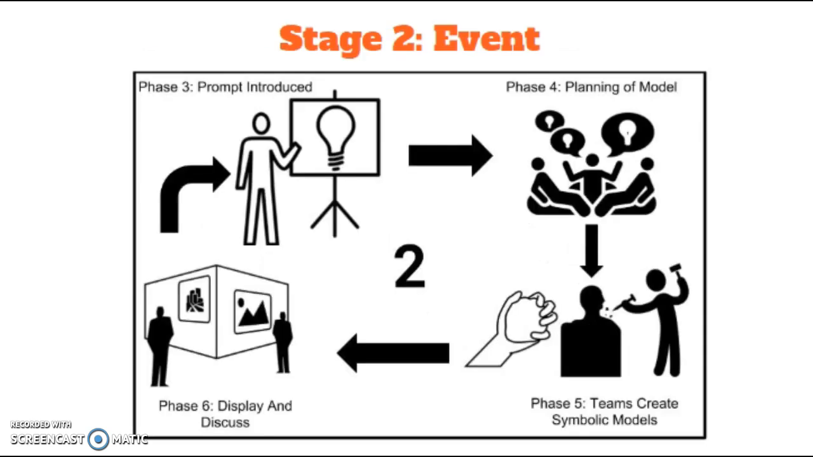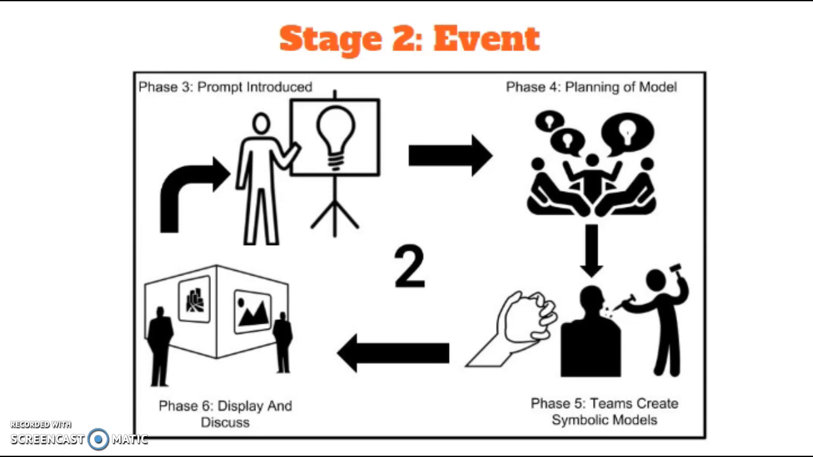In the second stage, we have phases 3 through 6. In phase 3, the entire group will gather and be introduced to the central prompt. In phase 4, participants form small groups which plan and discuss how to represent their ideas in a symbolic model. In phase 5, those groups mix together common household ingredients to form a substance resembling Play-Doh, and that dough is used along with any found objects at their disposal to create symbolic models that represent their thoughts and ideas surrounding the prompt.